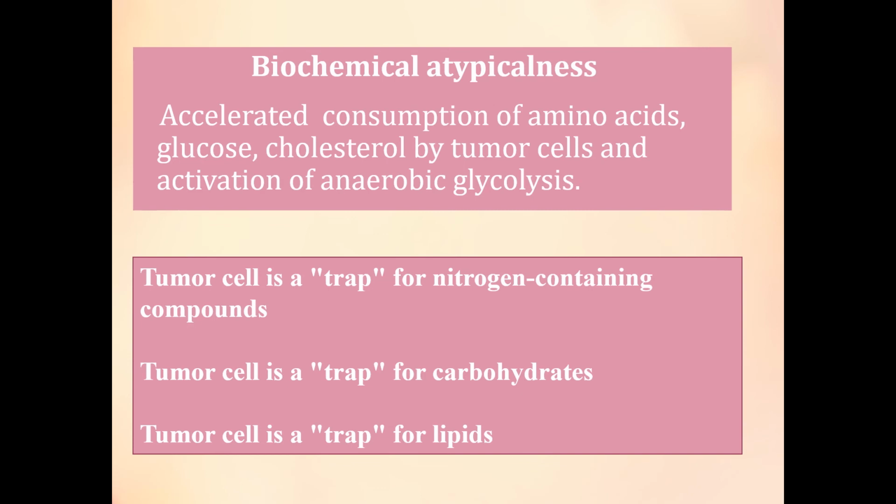The atypicalness of the carbohydrate metabolism is characterized by an increase in the penetration and utilization of glucose in the tumor cells. That's why we say the tumor cell is a trap for carbohydrates. And it's known that increased anaerobic glycolysis is a compensatory reaction that occurs in all typical pathological processes where ATP deficiency occurs. In such cases, the penetration of oxygen into the cell increases the activity of tissue respiration. This is called the positive Pasteur effect.